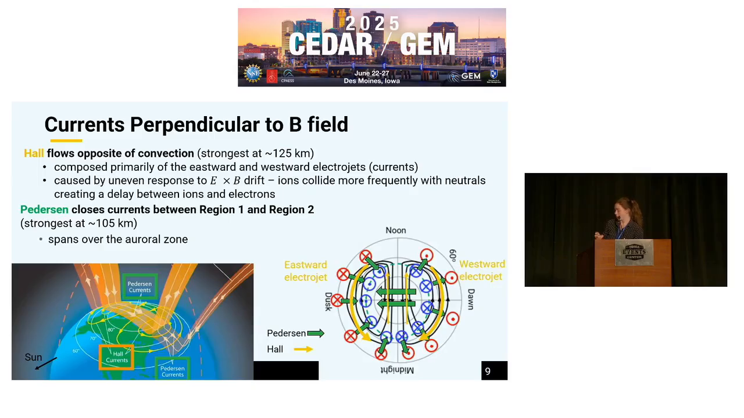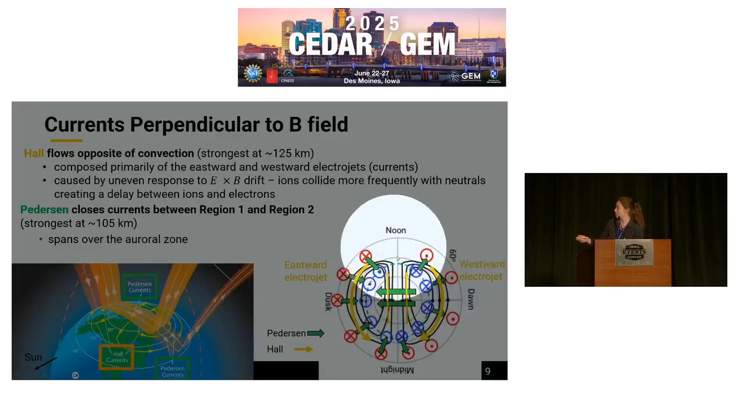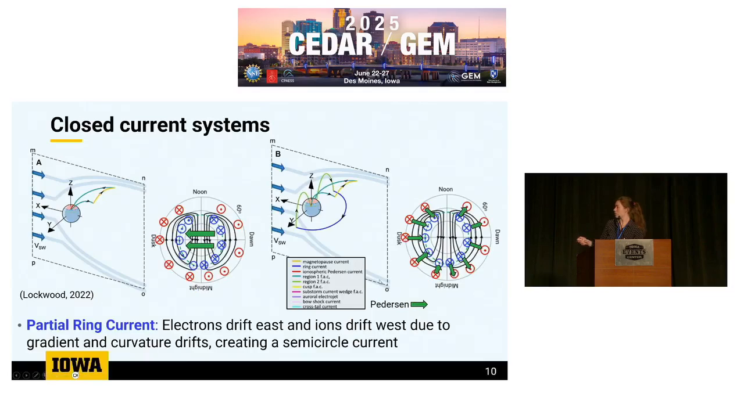And then the Pedersen currents will connect between the region 1 and region 2 currents. They'll go over the polar cap, and they'll also span the auroral oval, which is between the region 1 and region 2 currents.